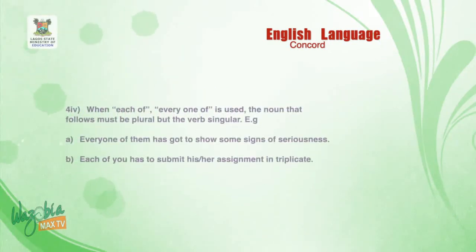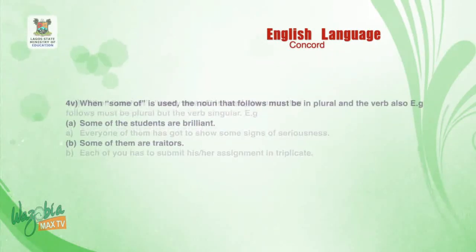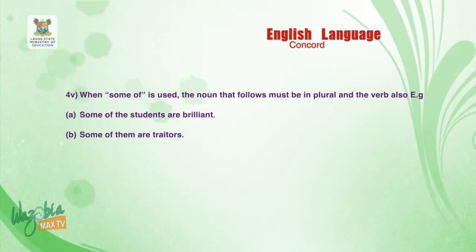When "each of" or "every one of" is used, the noun that follows must be plural but the verb singular. For instance, every one of them has got to show some signs of seriousness. Each of you has to submit his or her assignment in triplicates. When "some of" is used, the noun that follows must be plural and the verb also. Some of the students are brilliant. Some of them are traitors.